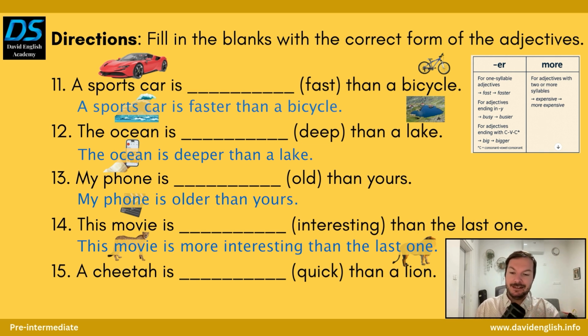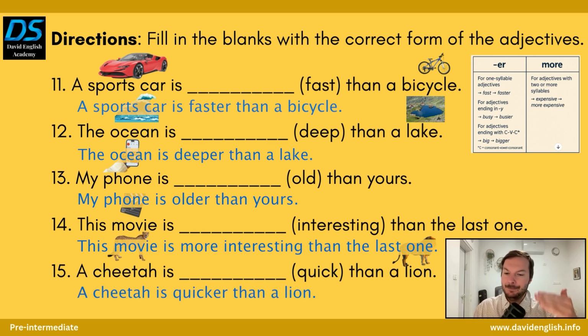And number 15, a cheetah is quick than a lion. Well, quick means fast. And we all know that the cheetah, I think, is the fastest animal. So a cheetah is faster. And we can say a cheetah is quicker than a lion. A cheetah is quicker than a lion.